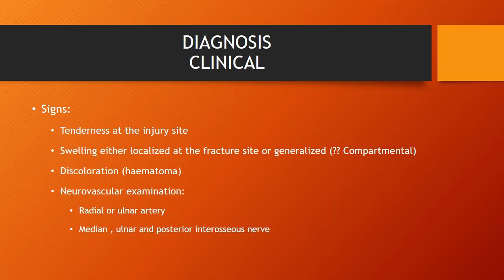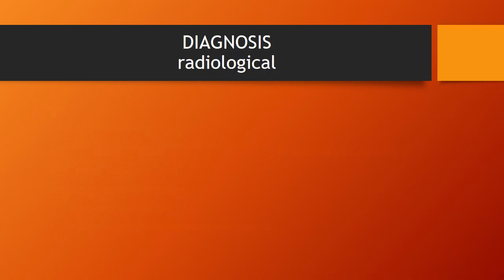For the neurovascular examination, we have to look for the radial and ulnar arteries. We also look for the median nerve, the ulnar nerve, and the posterior interosseous nerve. Honestly, nerve injury is not so common. The posterior interosseous nerve is injured only with proximal fractures, not distally. The ulnar nerve and the median nerve require high energy trauma or even an open fracture to be injured.